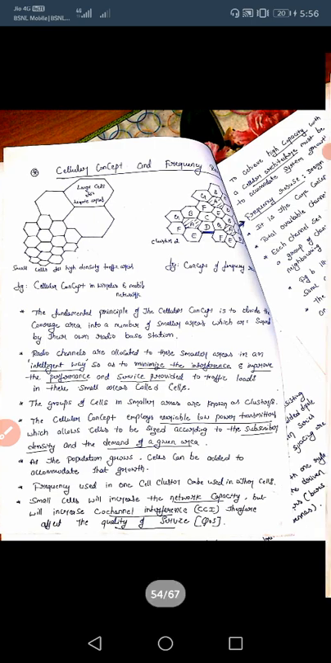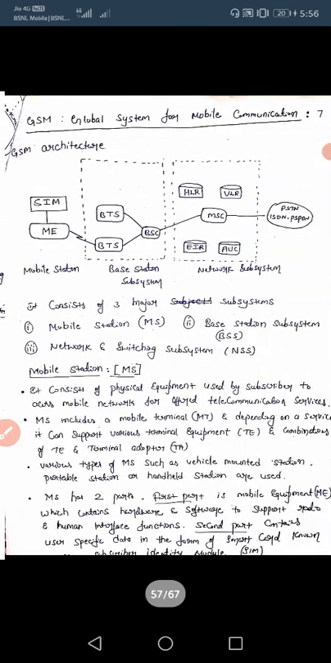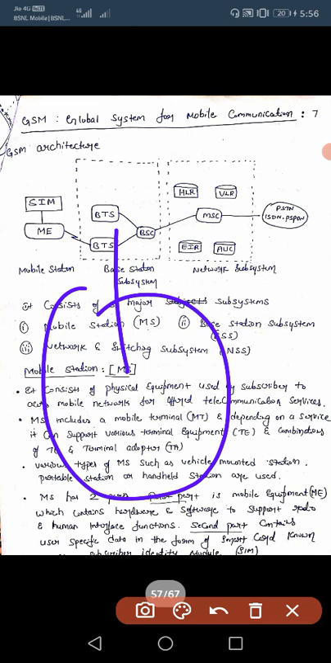Next, with a neat block diagram, explain GSM system architecture. Just let me find the GSM system architecture here. You can find it here.